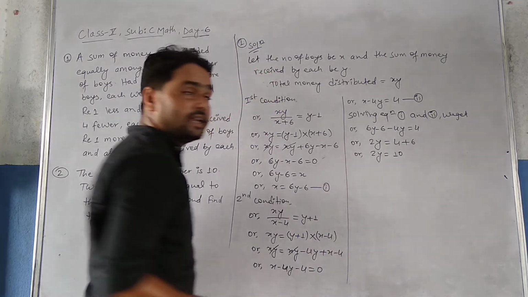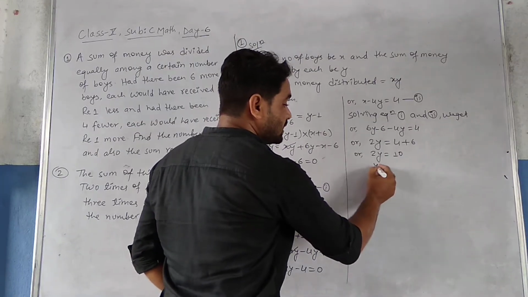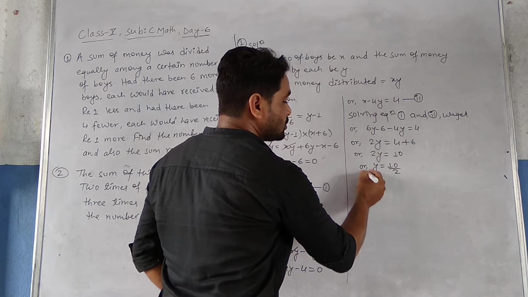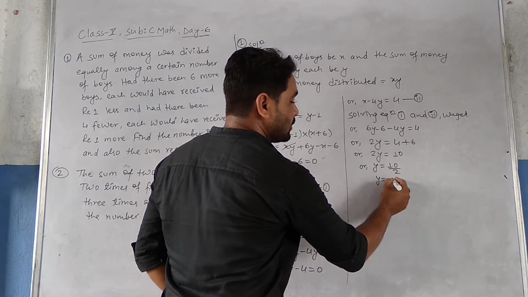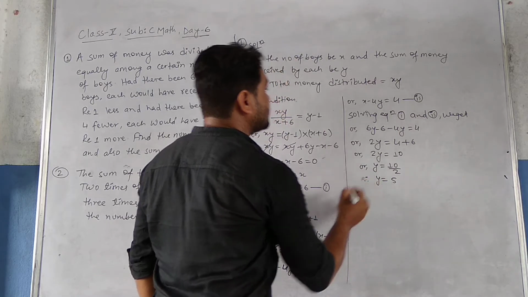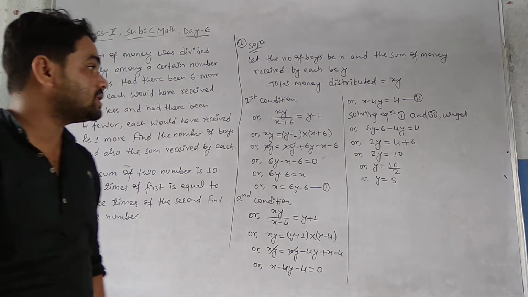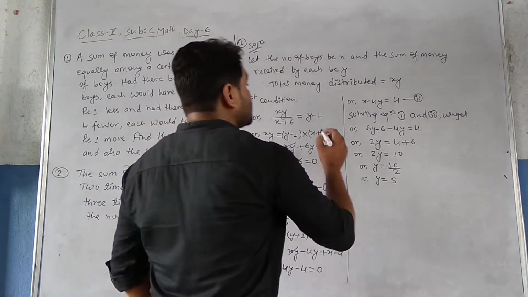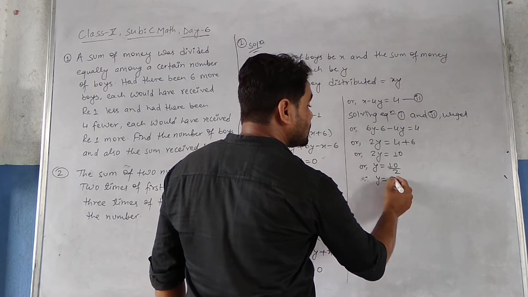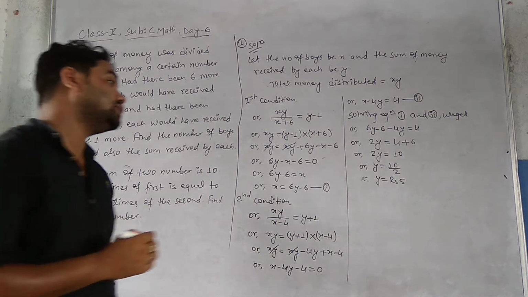Now 2 is multiplied on this side, then it becomes divided, so we get y equals to 10 by 2, that means y equals to 5. This is the value of y. That means the sum of money each should have received is 5, and it should be rupees, so write Rs 5. This is clearly the answer.